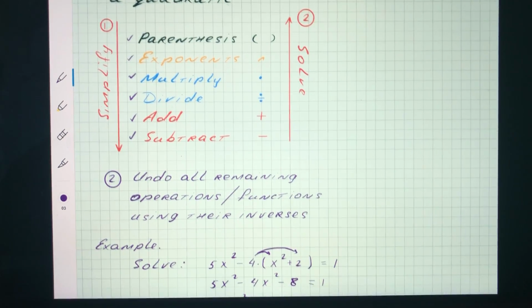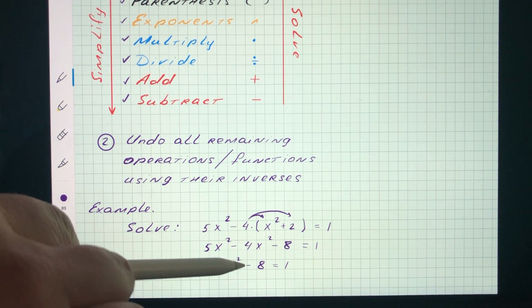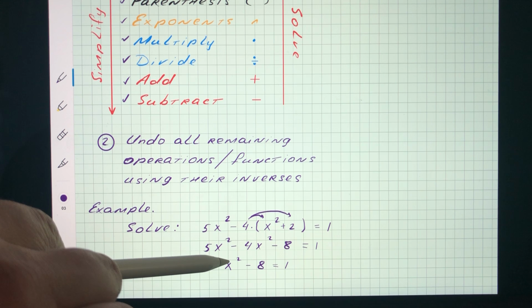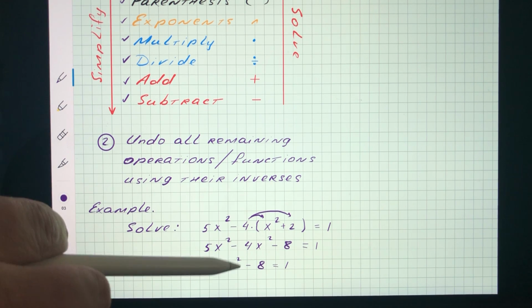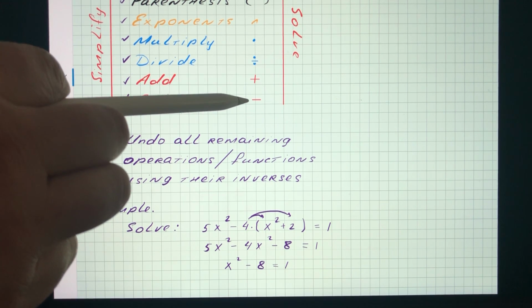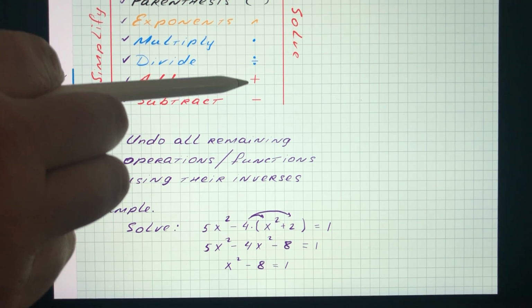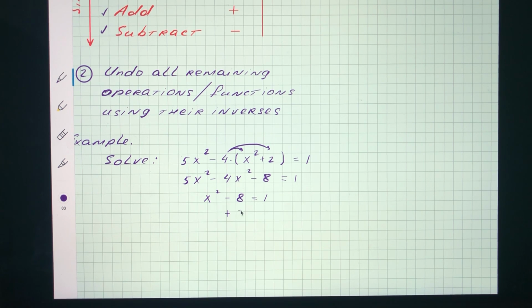So at that point, we have completed our first step. We have simplified everything, and we have ended up with the expression x squared minus 8 is equal to 1, which is still a quadratic. One of the ways to solve it is to undo all of the remaining operations. So starting at the bottom, we undo the minus first. To undo the minus, we use the inverse operation, which is a plus. So we're adding 8 to both sides. So adding 8 to both sides, we have x squared equals 9.